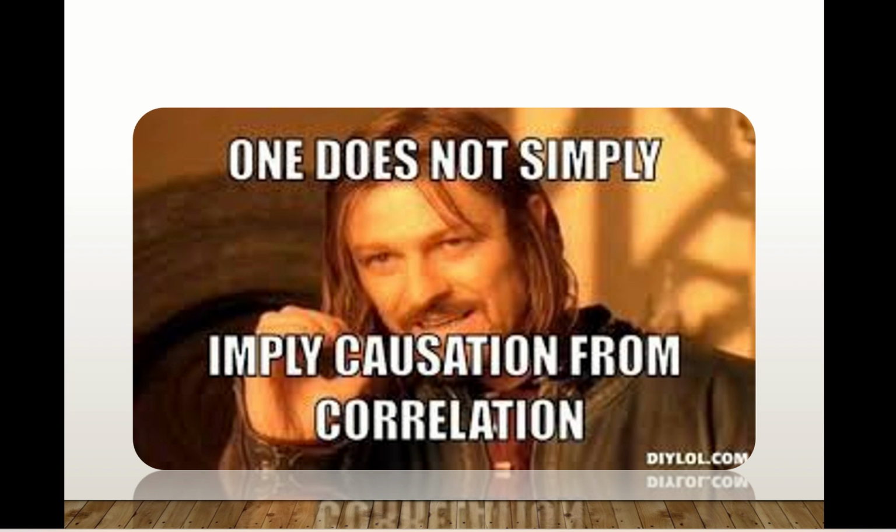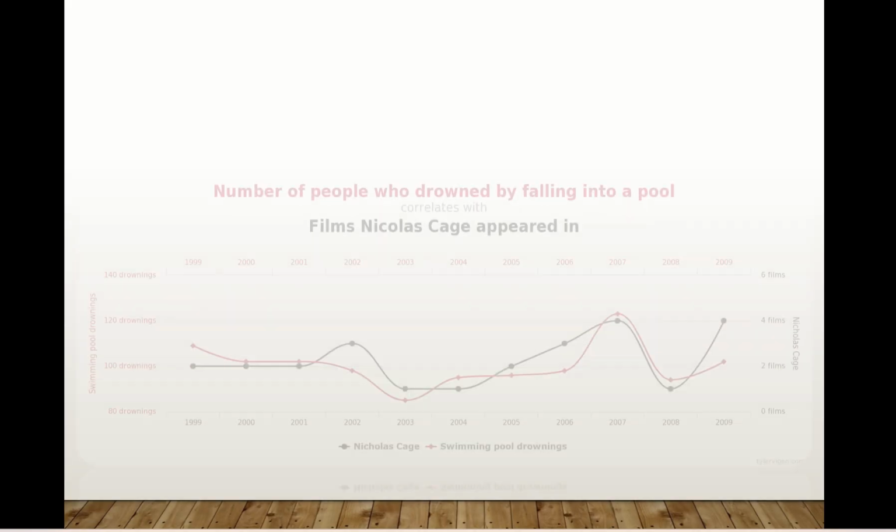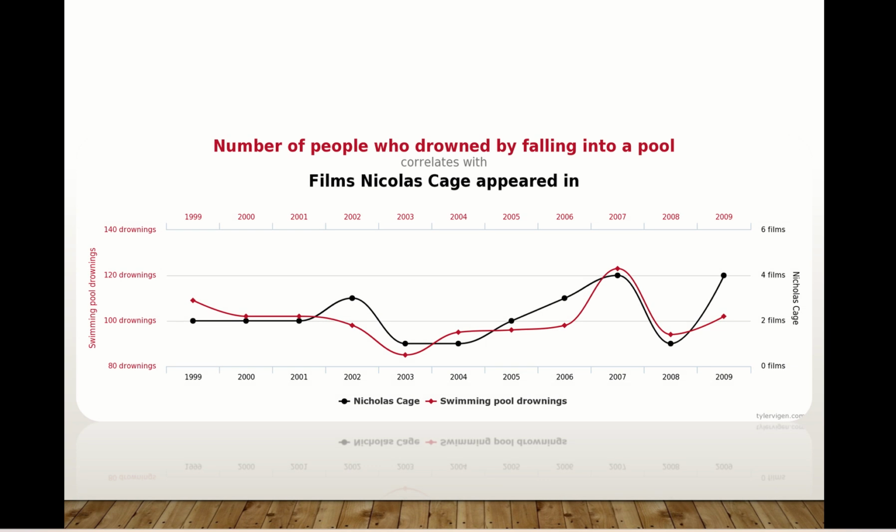So always keep this kind of idea in the back of your mind when looking at correlations. Just because you have two variables which are very strongly correlated does not mean that one is causing the other. Again, we call this spurious correlation. So here's a couple goofy ones.